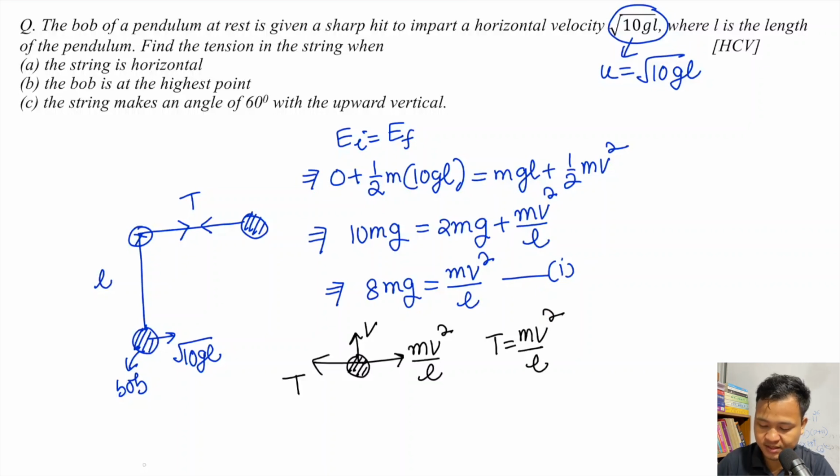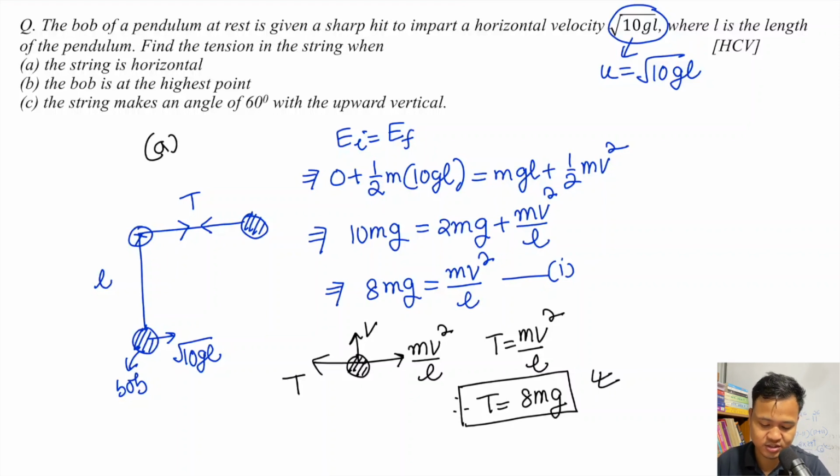Okay, now mv square divided by L, put from equation number 1. So therefore T is equals to 8 mz. Okay, so this is the answer. So when the string is horizontal, the tension in the string is 8 mz.